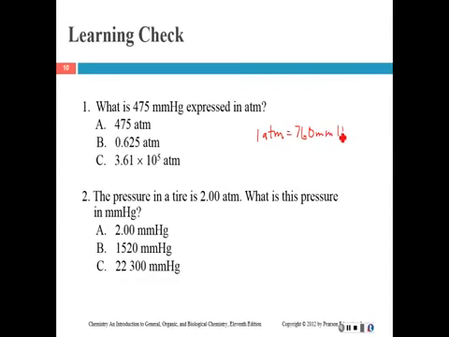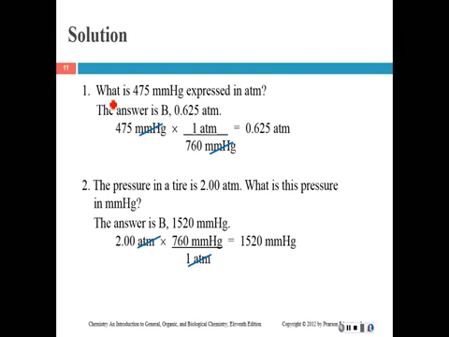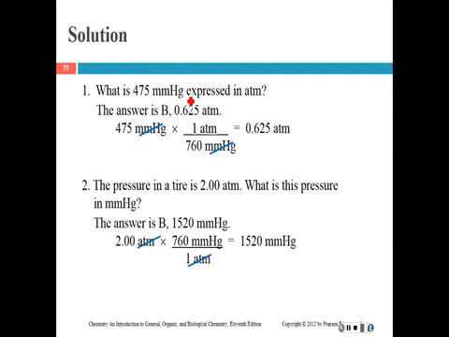We'll see where that came from later. So using this conversion factor, why don't you try to solve the problems, and then come back, check the next slide, and you'll see the solution. Okay, here's the solution. We start off with the problem: what's 475 millimeters of mercury in atmospheres?